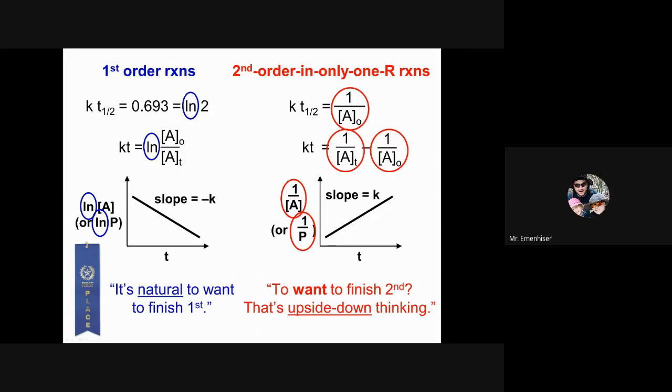It's natural to want to finish first. So first order reaction is natural log. I like that. I've never seen this. That's awesome. It's natural to want to finish first. First order reactions are natural logs. That's great. To want to finish second, that's upside down thinking, because you're going to want first, right? So that's reciprocal. So that's a good way to remember these two.